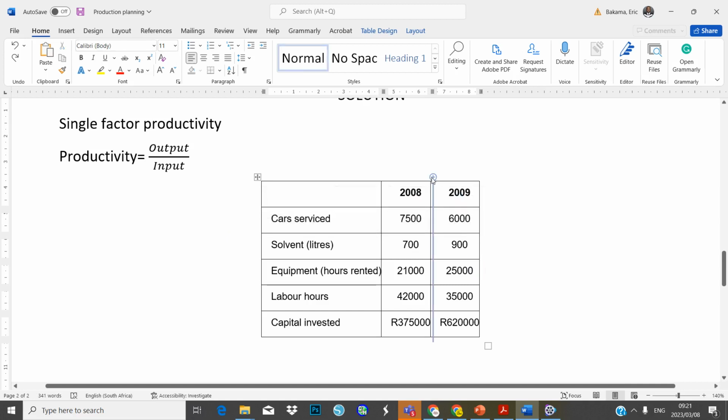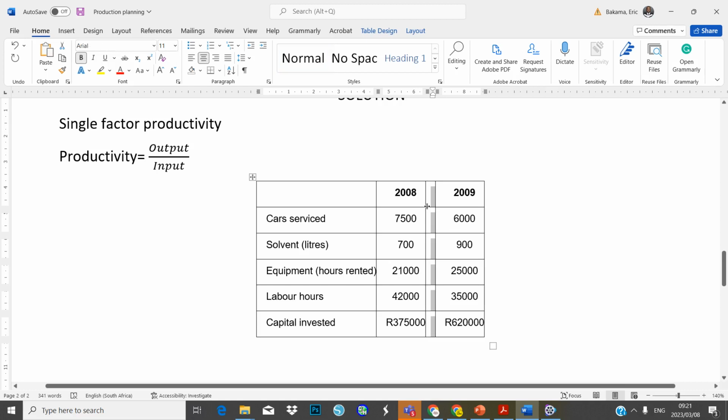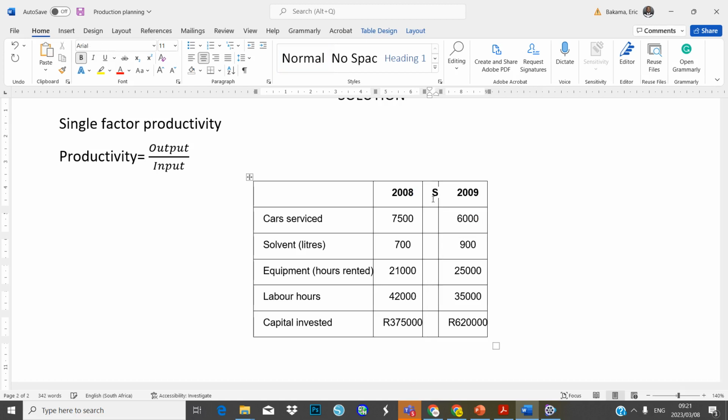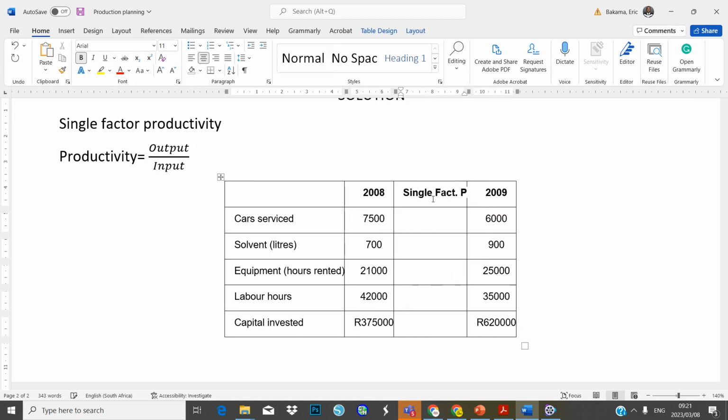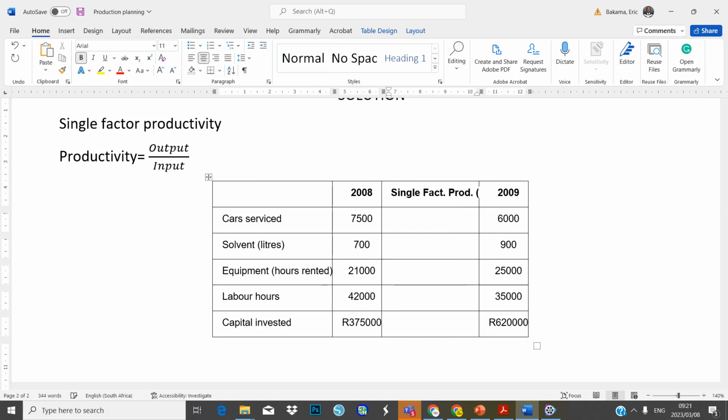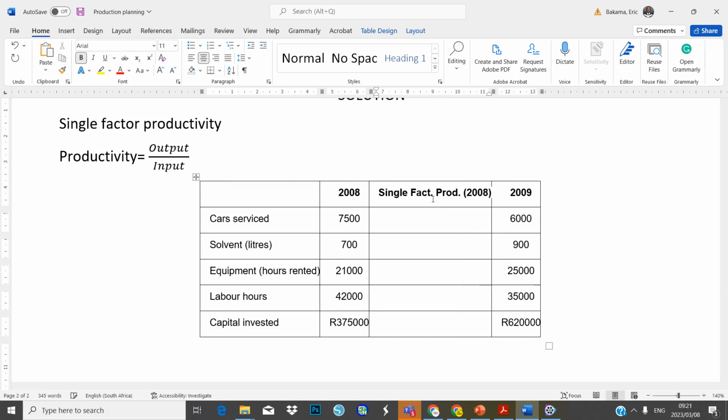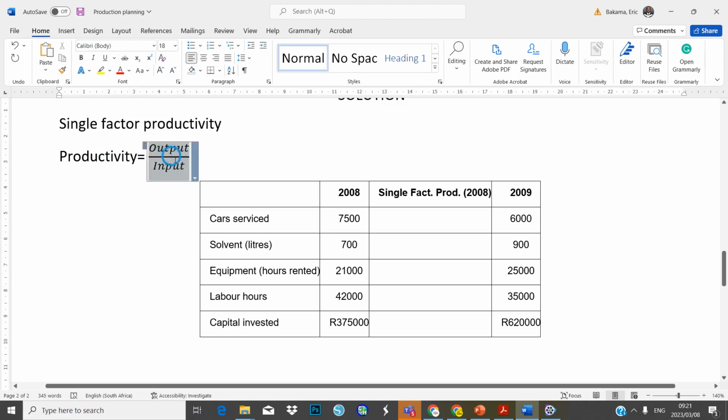So in this case, I'm going to add a new column here, and I'm going to call it single factor productivity for 2008. So we are just calculating the single factor productivity here. I'm going to use this one as an example as we work. Obviously here we will just leave it empty because we are not getting any output for this one. So we are first working on the single factor productivity for the solvent per liter.